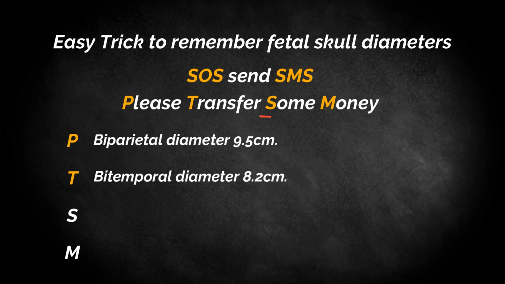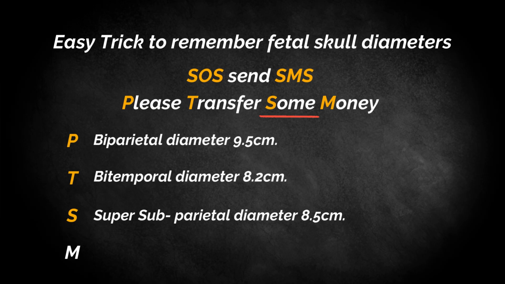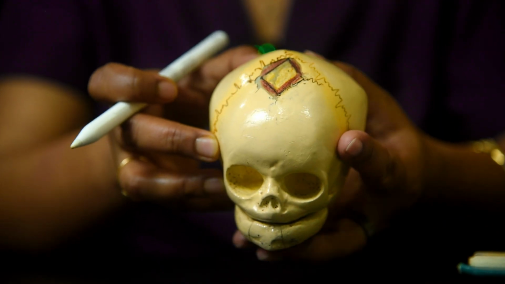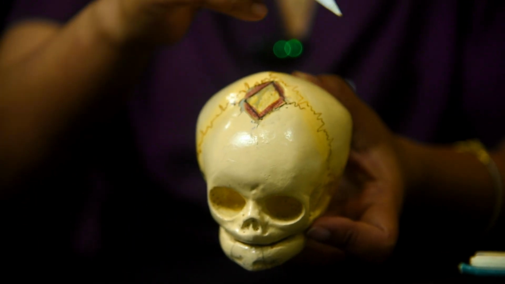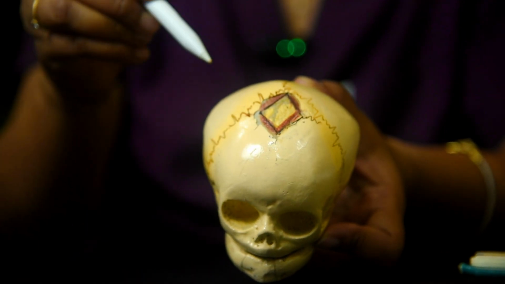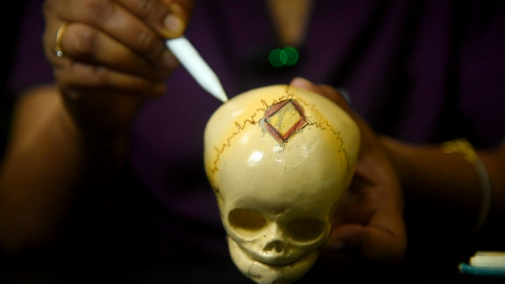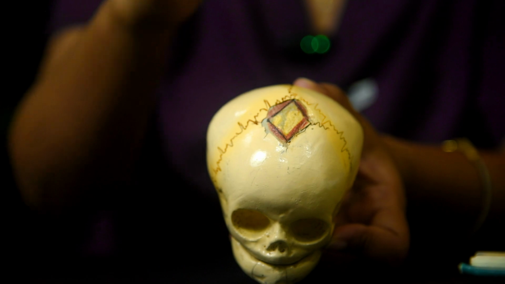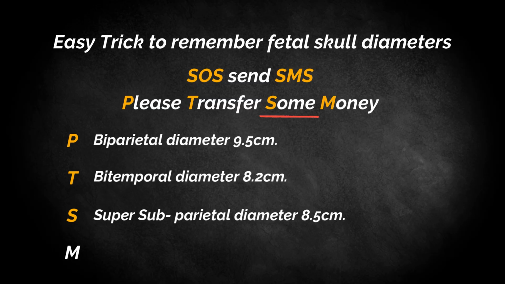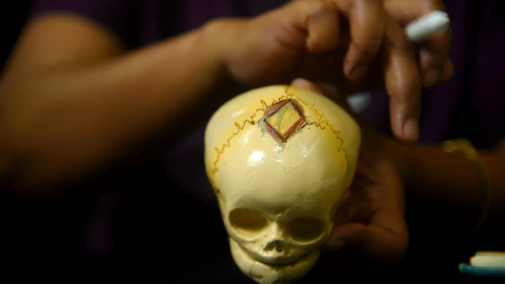The third one is some money. So S stands for the supra-subparietal diameter, which is 8.5 centimeter in length. This is from above the parietal eminence on one side to below the parietal eminence on the opposite side. So this is 8.5 centimeter, that is the supra-subparietal diameter.